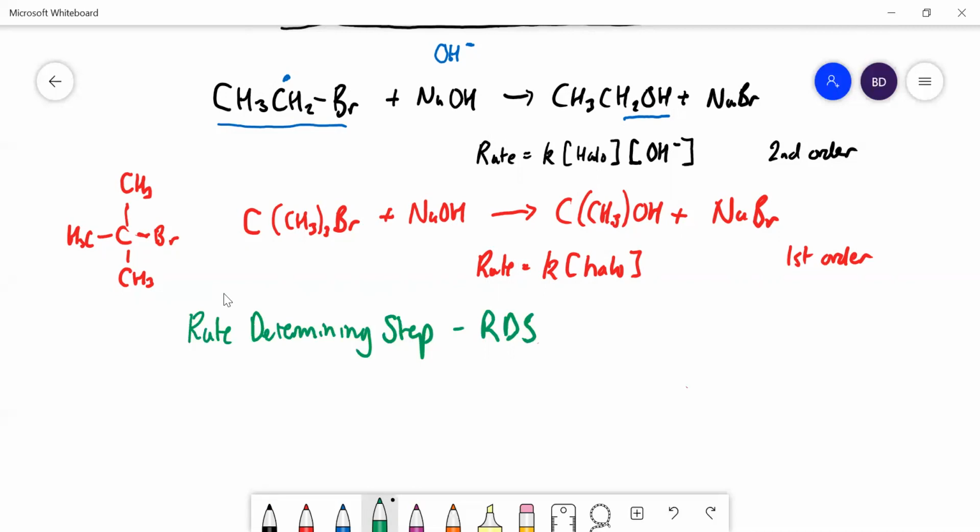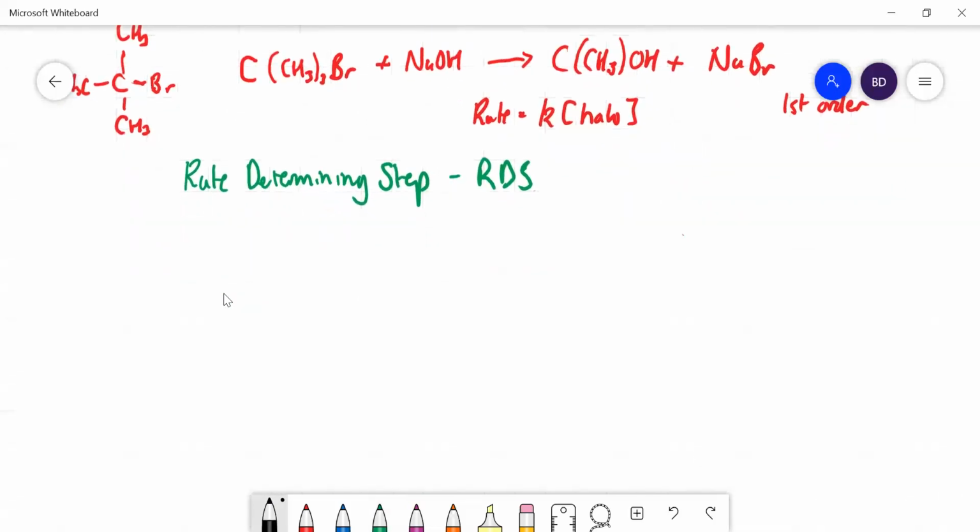Right, so let's see why you get this. We'll look at the primary haloalkane. We know the mechanism for that. We've done it in organic chemistry. So what happens is CH3, I'll draw it like that.